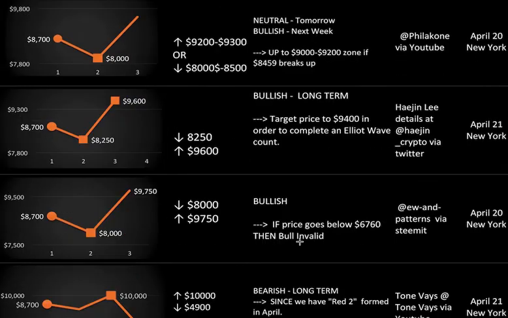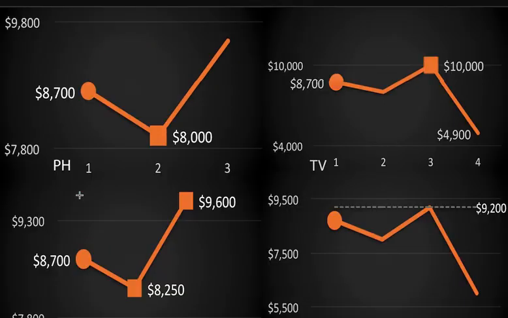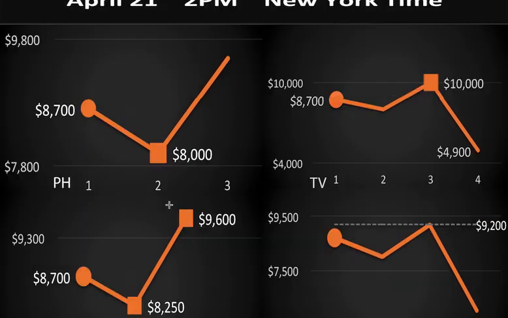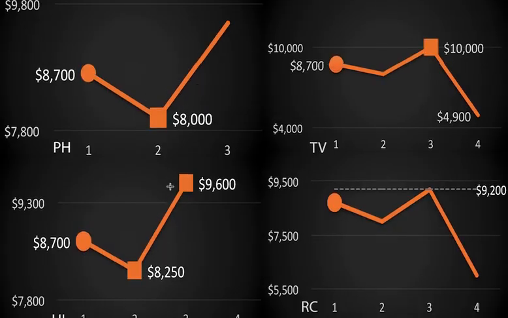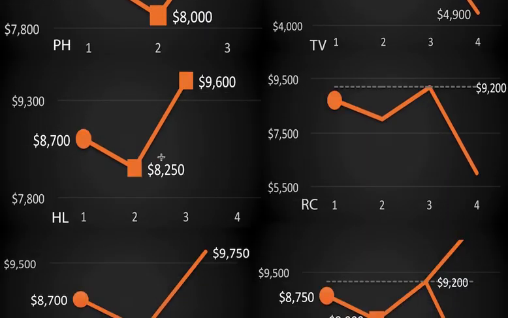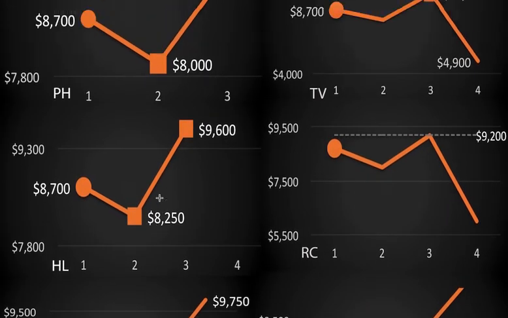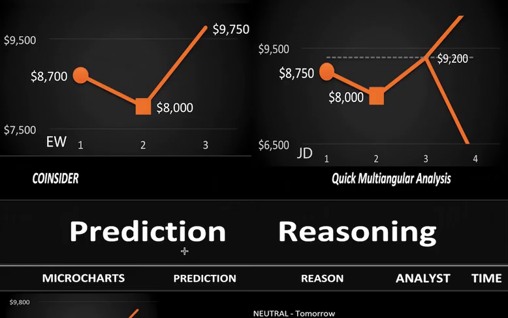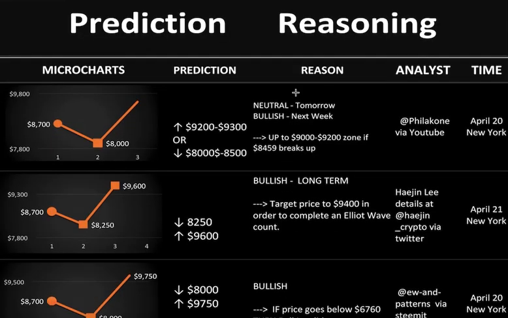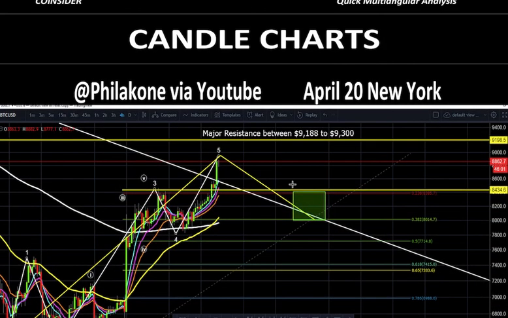We went over three sections. We went over this section here, which is the micro charts. It's just basic price movement of these orange lines, showing what's in common with the bullish and the bearish analysts, common prices for you to look at. Then prediction and reasoning, a little more detail. If you want to jump into this reasoning, you can do so. And then finally finishing with the candle chart.